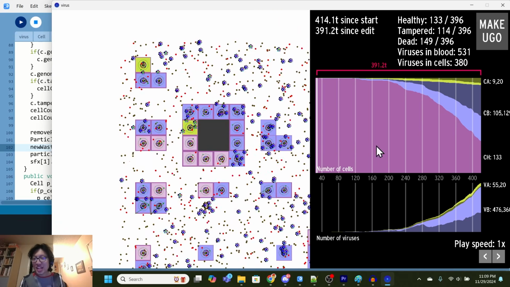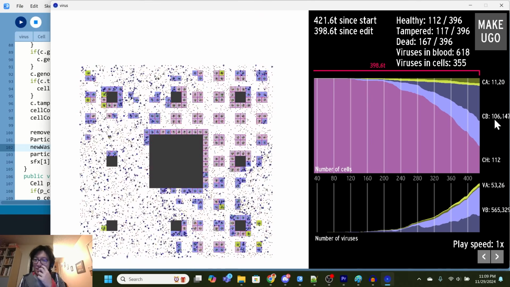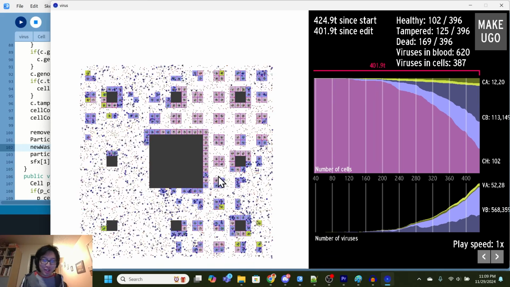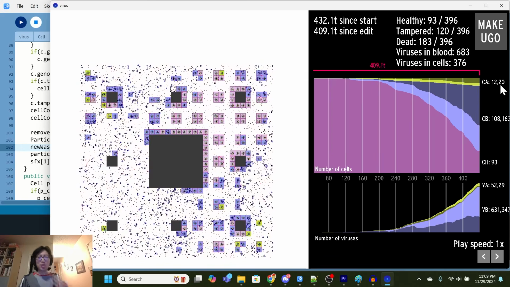So now we have less than half of cells, less than a third even, that are healthy. 103 cells are currently ill with the blue virus, whereas 147 of them are dead, which I kind of expected. And 12 cells are sick with the green virus, whereas 20 cells were killed by the green virus.